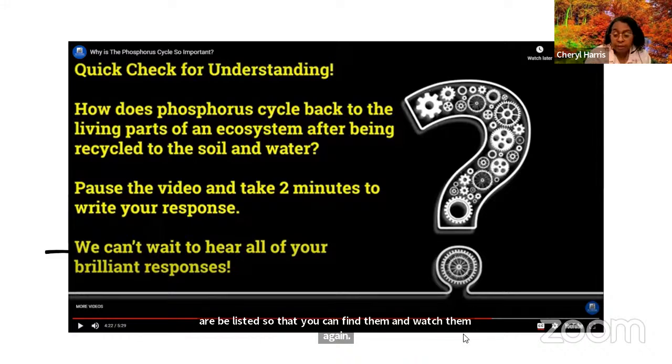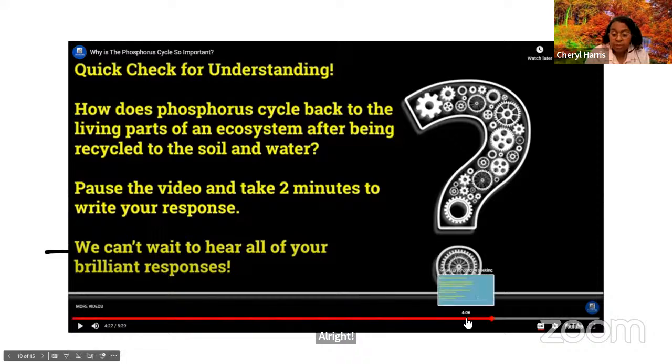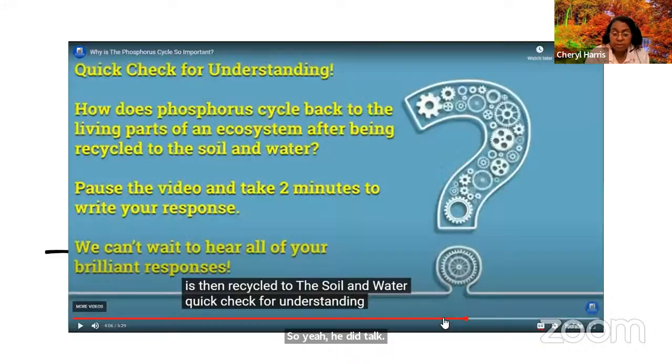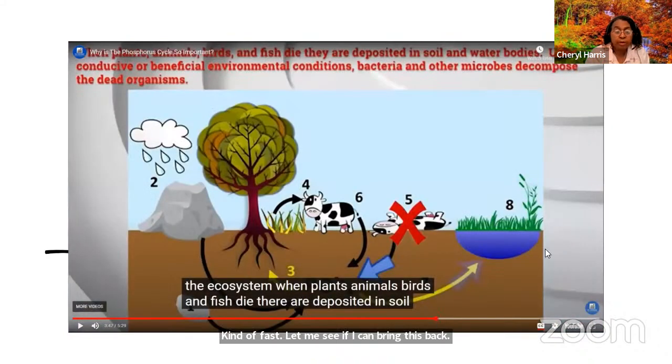All right. So yeah, he did talk kind of fast. Let me see if I can bring this back to right there. Okay. All right, so looking at this picture, does that help answer the question? This is a very simplified diagram.